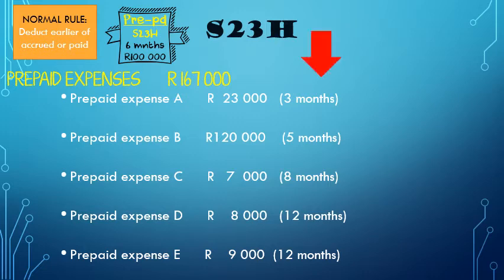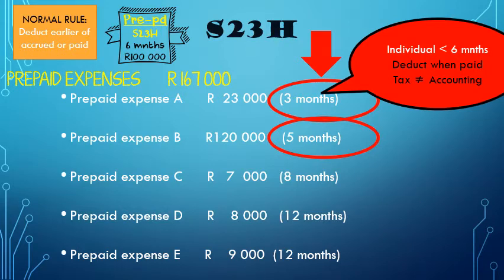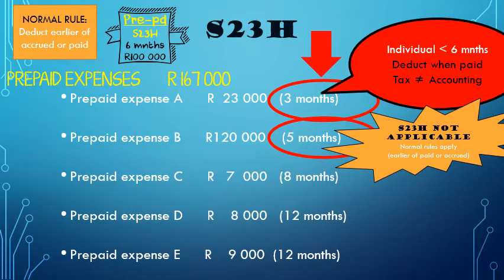So in this list, we see that the first 2 prepaid expenses will accrue within 6 months after the reporting period, and therefore we look at the individual amounts first, and it's within 6 months. So we will deduct it when it is paid. So here we'll see that the tax rules are not the same as the accounting rules. Okay, so Section 23H is not applicable and the normal rules apply.